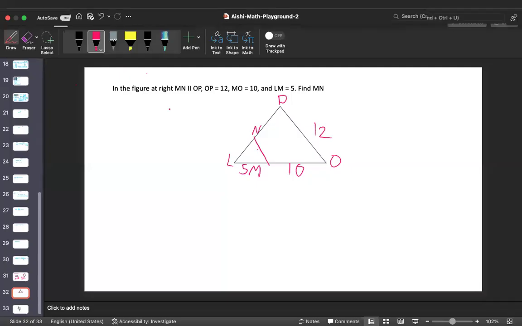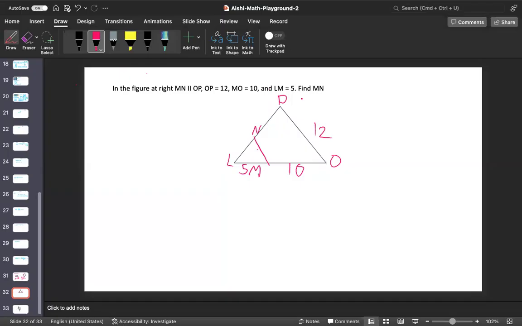Okay, let's go into a little trickier problem. So in the figure at right, MN is parallel to OP. OP is equal to 12, MO is equal to 10 and LM is equal to 5. Find MN. Okay, so we've got to find this.